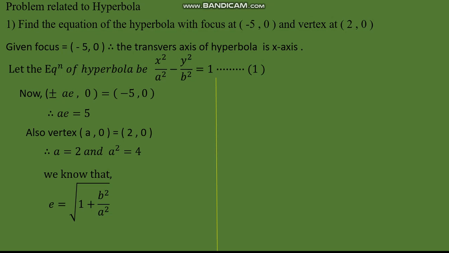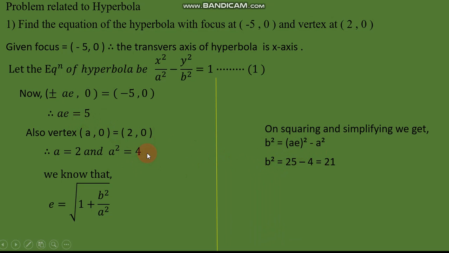Okay, so now we have another part. On squaring and simplifying, when we square it, it becomes e square and the root will cancel out. Then we get 1 plus b square by a square. On simplifying we get this. You try at home, take a copy and pen and try it, and get this result. Then putting the value of a as 5 and a square as 4, we get b square as 21. Now we have obtained the values of a square and b square. Putting the two values here, you will get the required equation of the hyperbola.